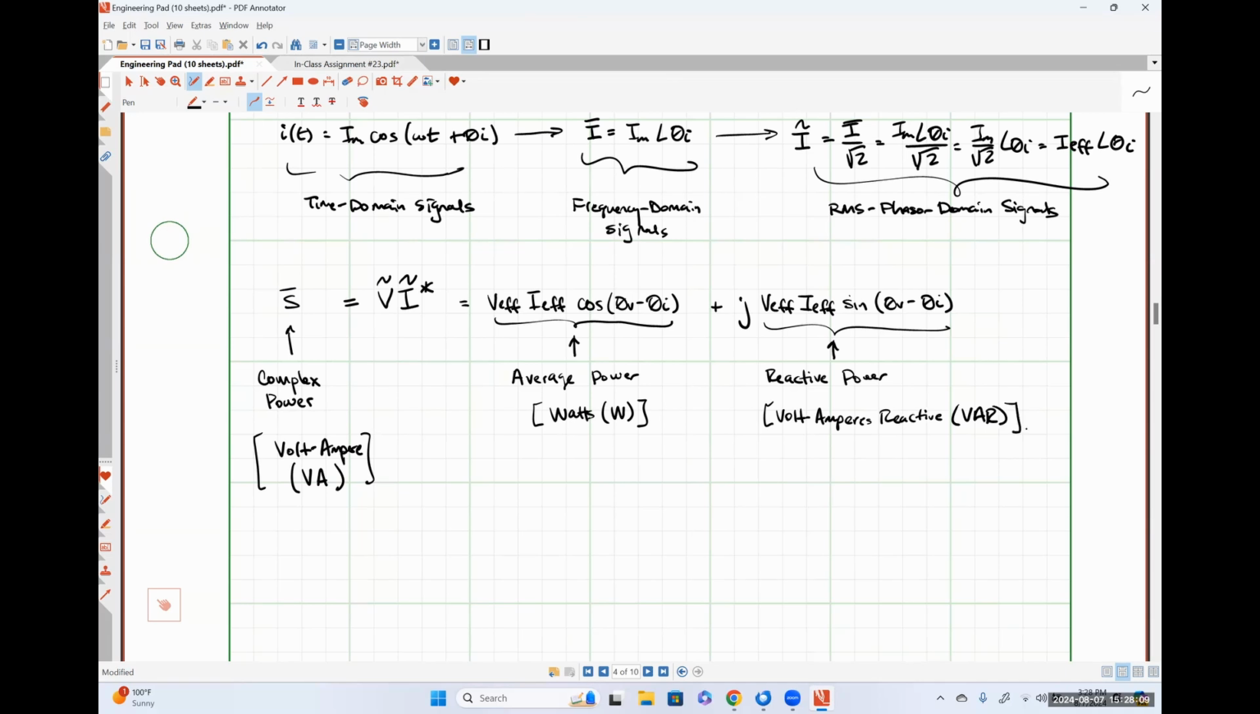So reactive power is the portion of the complex power that can't be converted into heat. Okay, so it represents the energy storage, particularly the temporary energy storage in our systems. Okay, so it is associated with capacitances and inductances, or the reactances in our system.